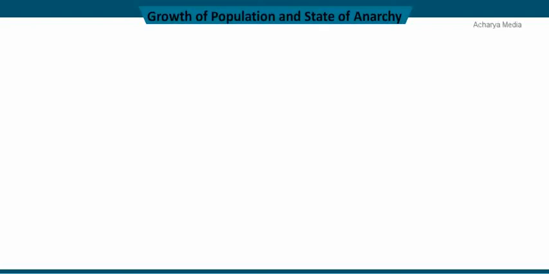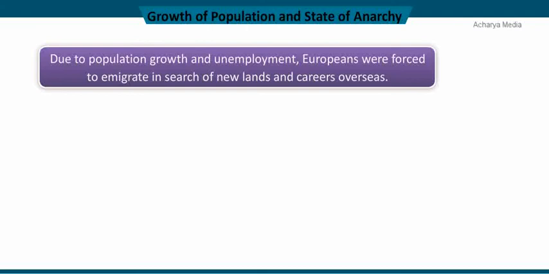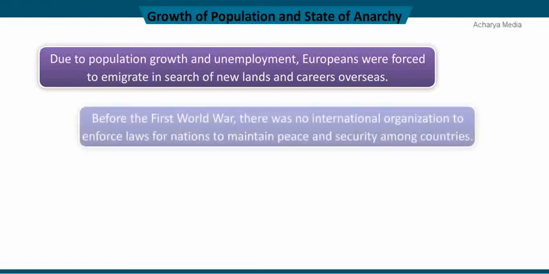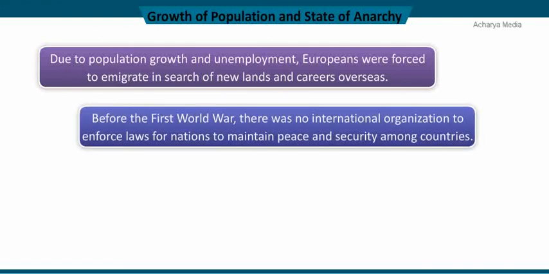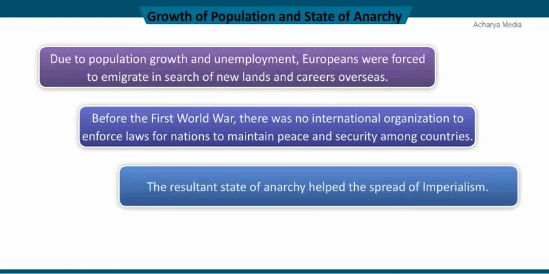Growth of population and state of anarchy. Due to population growth and unemployment, Europeans were forced to emigrate in search of new lands and careers overseas. Before the First World War, there was no international organization to enforce laws for nations to maintain peace and security among countries. The resultant state of anarchy helped the spread of imperialism.